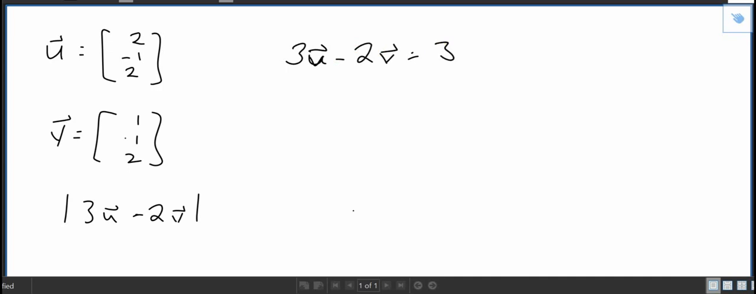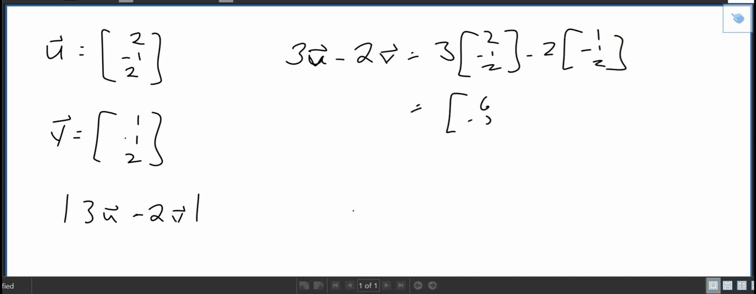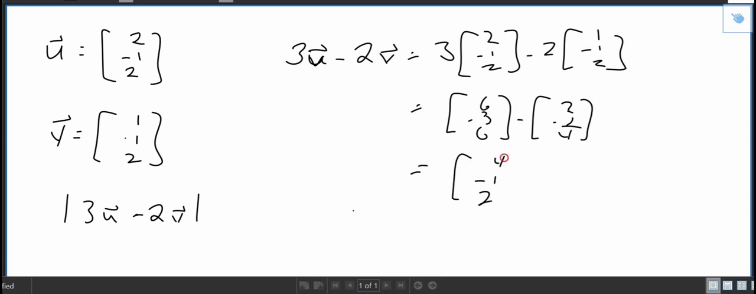Okay, so that would be 3 times (2, -1, 2), minus 2 times (1, -1, 2), which would be (6, -3, 6) minus (2, -2, 4), which would be (4, -1, 2).